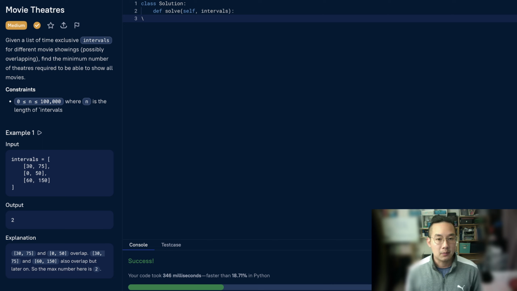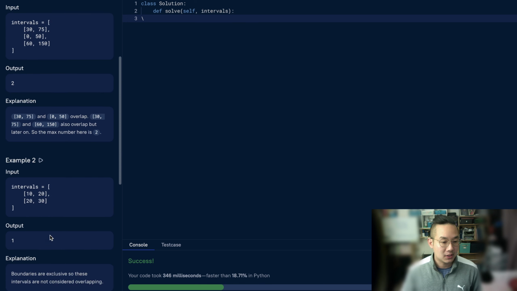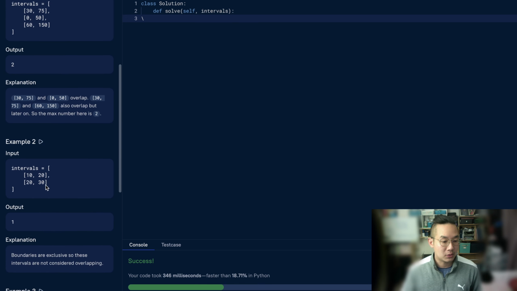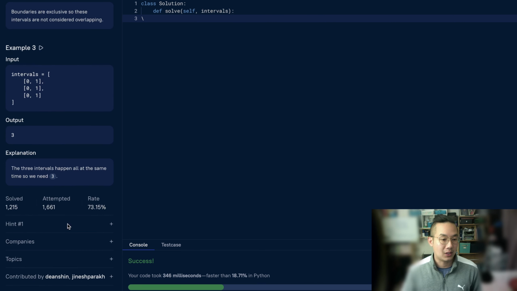So, what we're doing here in this particular problem, in example 1, does not give us a very clear picture about what we're trying to solve for. But what we're trying to solve for is the overlap. If there are two overlapping movies, that counts as 2. Here there's a maximum of 2 overlaps, and here there's no overlap, so it's only 1, and here there's an overlap of 3, so we get 3. So how do we get overlaps?